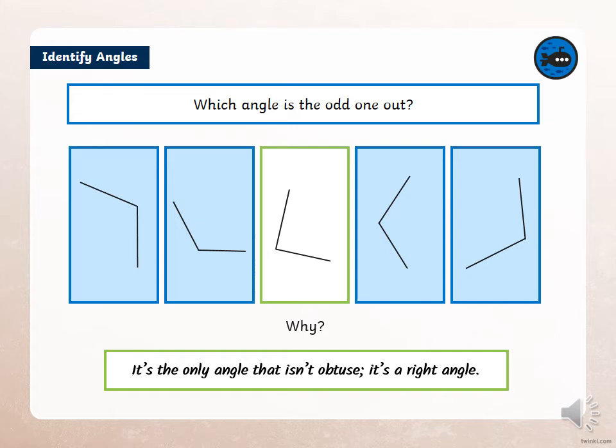Thank you. So if you look at all the other angles, they're all bigger than 90 degrees. They're not more than a straight line. That's why that right angle is the odd one out.